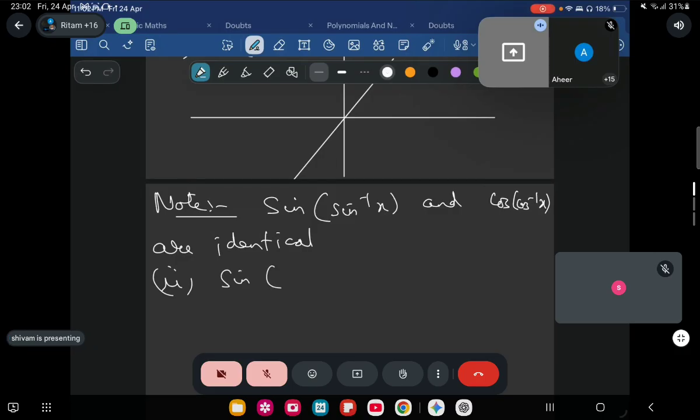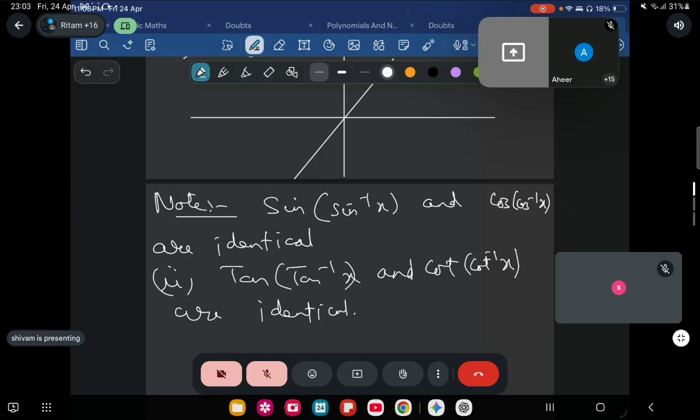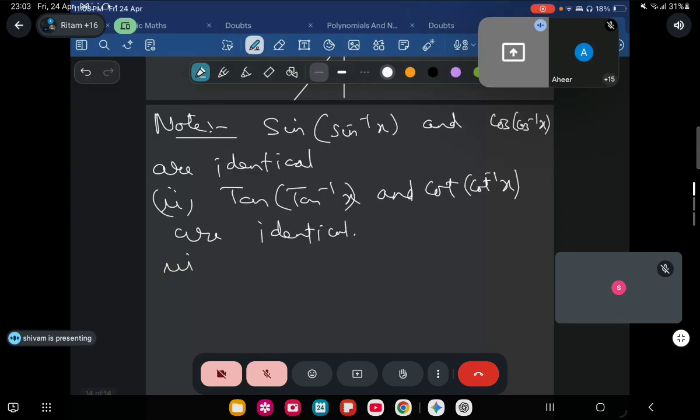Sine of sine inverse x. Okay, next. Wait a minute. Yes. So similarly, tan of tan inverse x and cot of cot inverse x. These are also identical. Next, number 3.